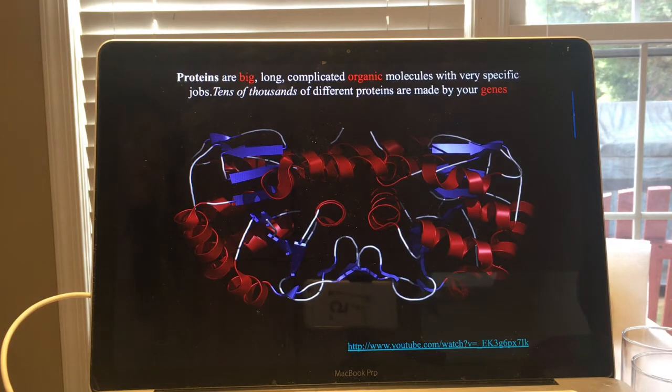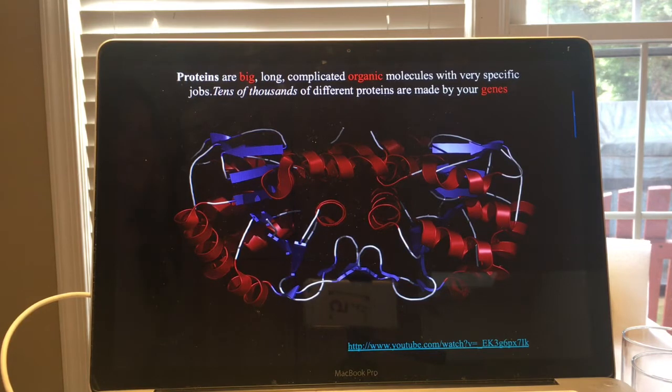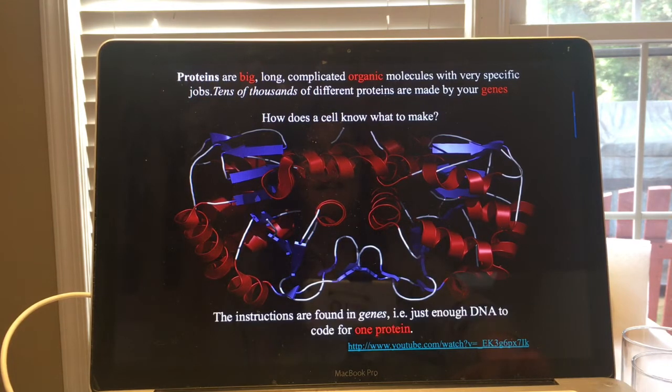And the control of which genes are expressed and not is very, very complex, even more so in humans than in simple prokaryotes like bacteria. So let's get down to the specifics. How does a cell know what proteins to make? The instructions are in their genes.